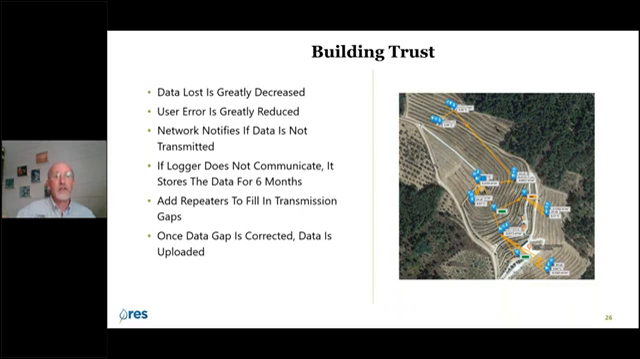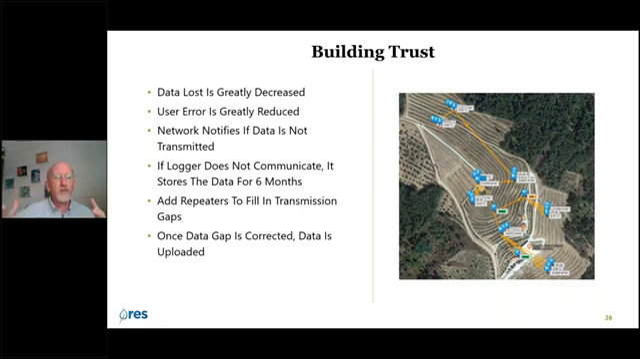And I think the data loss is greatly reduced from accidental loss of the barrel logger, missing a sampling, etc. The network notifies us if a sensor is not transmitting so that we can take immediate action. And if a logger is not transmitting, it doesn't lose that data. It's an important part. It can store up to 6 months worth of data while it continues to try to communicate. An example where it might lose communication very shortly is after a rain event.